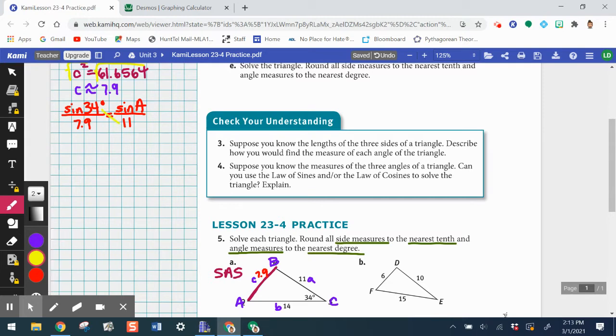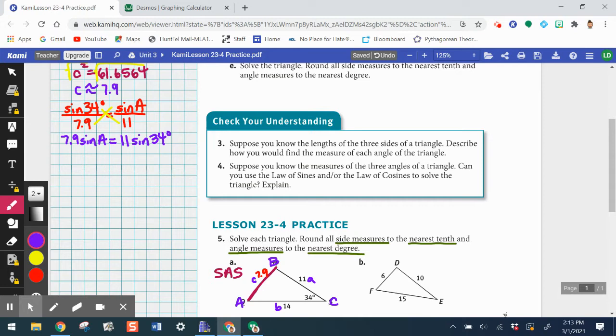Now we're going to cross multiply. We'll get 7.9 times the sine of A equal to 11 times the sine of 34. And again, at this point, you can go ahead and multiply 11 times the sine of 34 to get a decimal. I just think, well, if we have a calculator that can hold all those decimals without rounding, let's just leave it as the sine of 34.